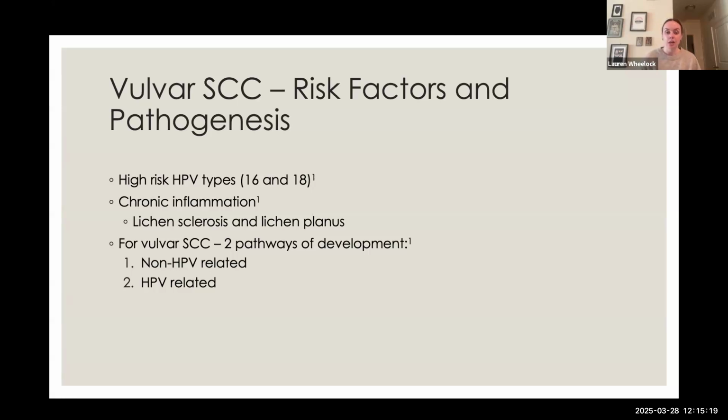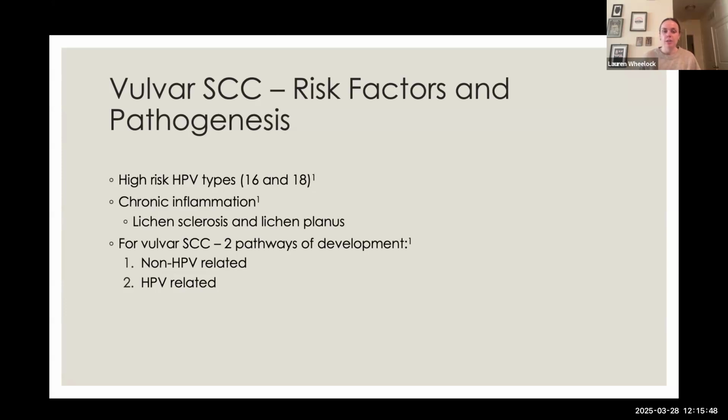Also of importance is chronic inflammation. So chronic inflammatory conditions like lichen planus, lichen sclerosus. One of the studies that I read also talked about lupus erythematosus as being a chronic inflammatory disease that can lead to carcinoma development, can predispose to squamous cell carcinoma. However, typically the diagnosis of squamous cell carcinoma from a chronic inflammatory disease happens many years later.